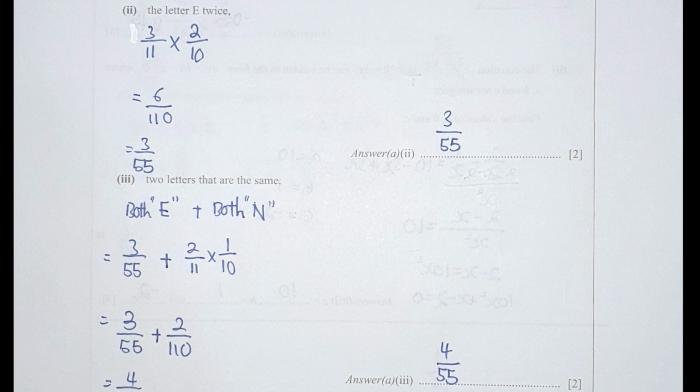So both letters that are the same, there will only be 2 scenarios for this to happen. It's either both are E or both are N. Both are E, the probability of it is 3 over 55 as we identified in section 2. Whereby for both are N, it will be 2 over 11 multiplied by 1 over 10. So your final answer will be 4 over 55.